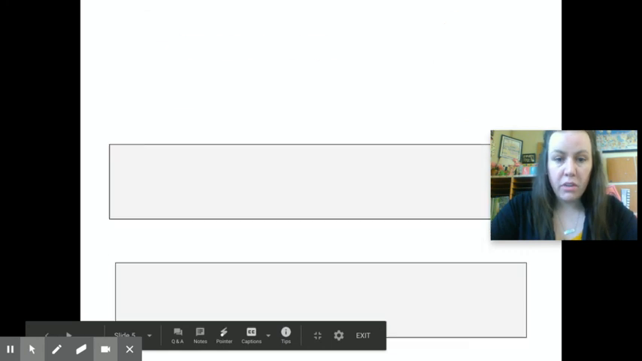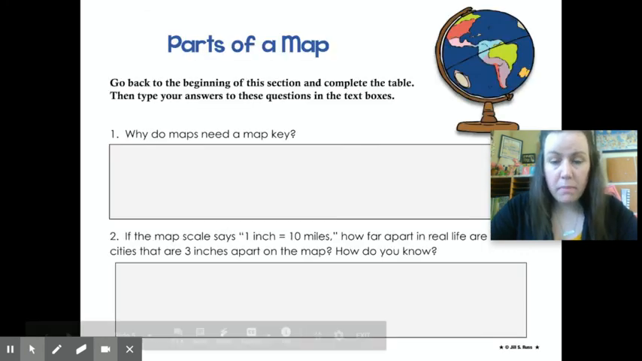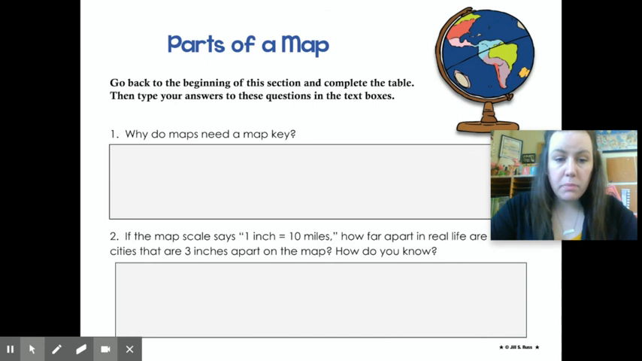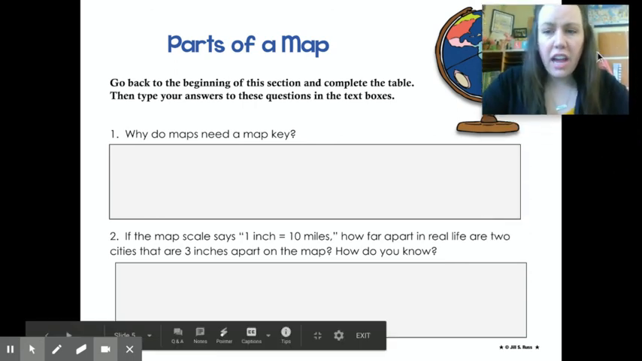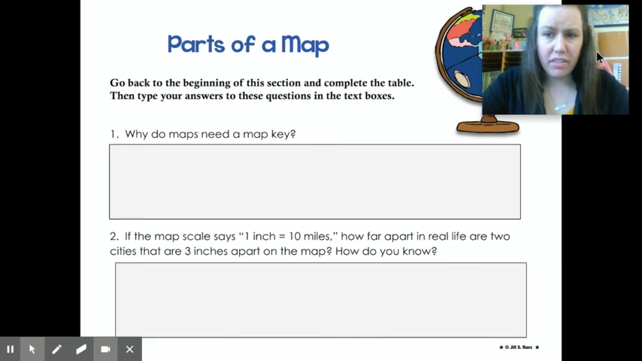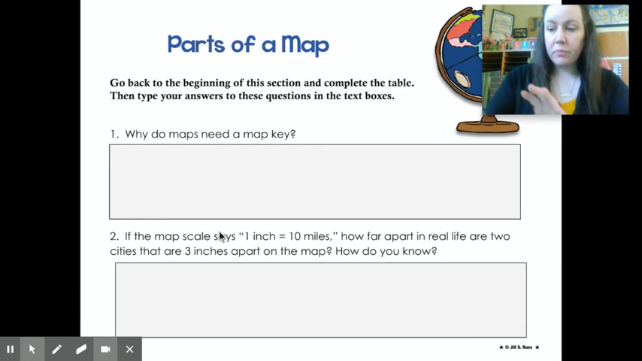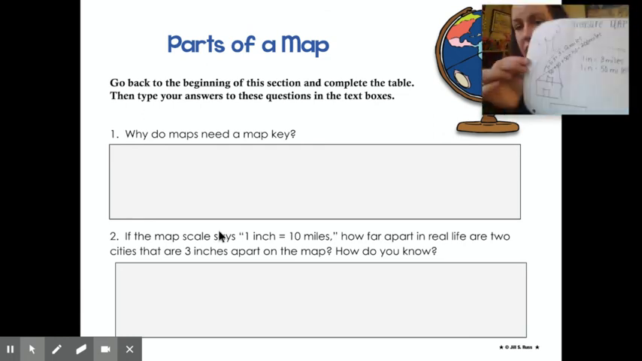All right, so now that you've learned a little bit about parts of a map, you're going to explain a couple answers and answer some questions about the scale. Refer back to the example that I did with you guys. Okay, you're not going to have to map out anything like that this unit. You're not going to have to do a coordinate grid, but I do want you to understand that if it says 1 inch equals 10 miles, well, you're going to have to figure out if they are 3 inches apart, how much that would be. This is just like the problem I did earlier in this video.